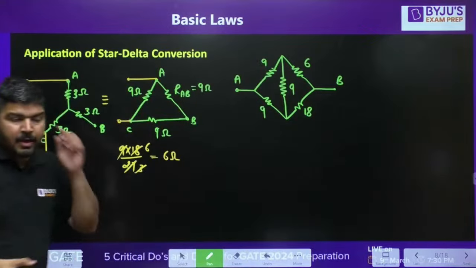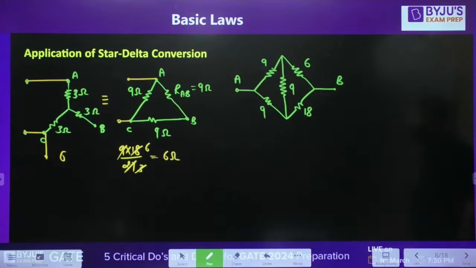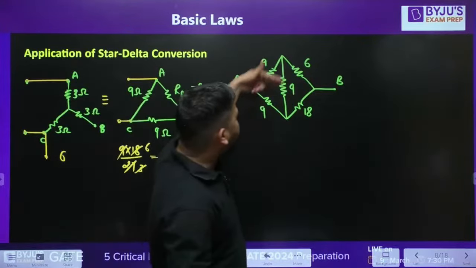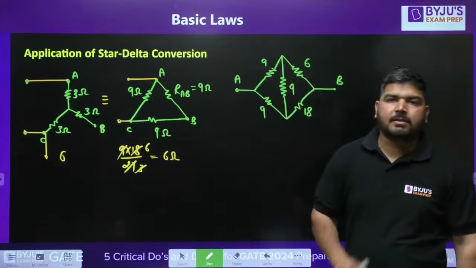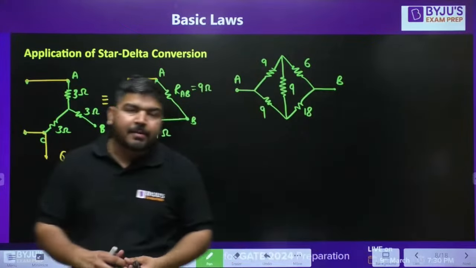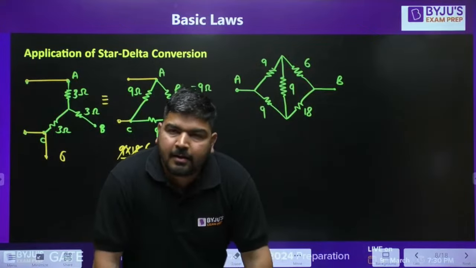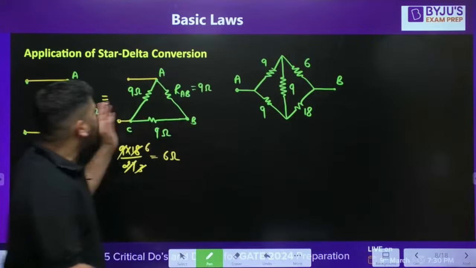Tell me guys, is this bridge balanced or unbalanced? Obviously this bridge is not balanced. Why not? Because you can see that 9 upon 9 is not equal to 6 upon 18. So this bridge is unbalanced. Now if this bridge is unbalanced, how to calculate the equivalent resistance between A and B? It's easy. You have to apply the star-delta conversion.